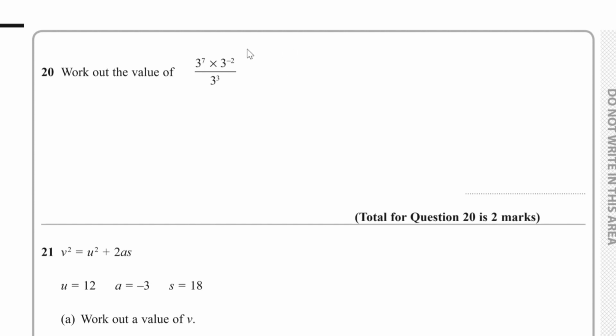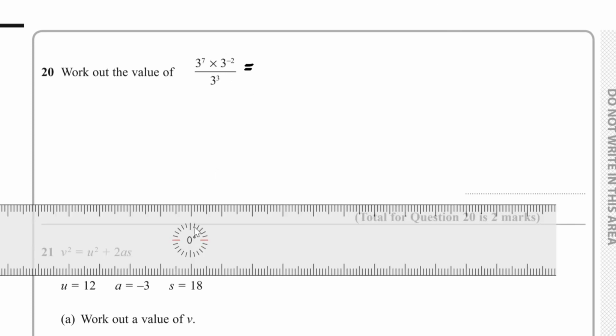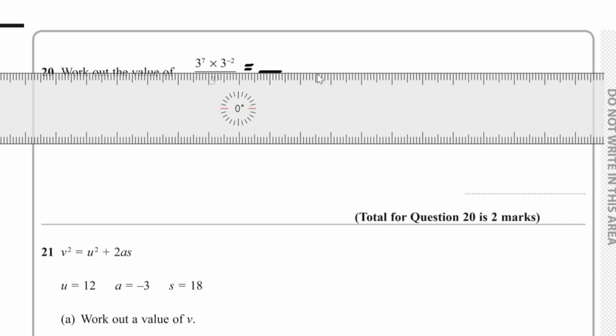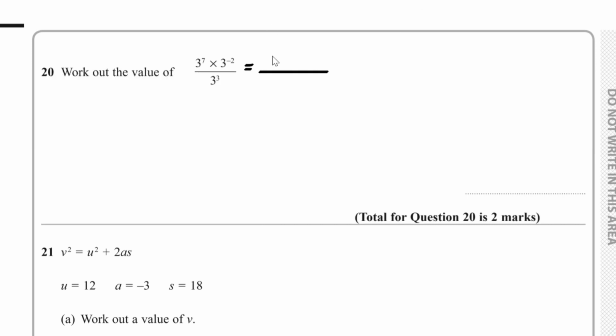Question number 20. We have to work out the value of 3 to the 7 times 3 to the negative 2 over 3 cubed. Well, on the top, because we have the same base and we are multiplying, we would have to add the powers. That leaves us with 3 to the 7 plus negative 2. And on the bottom, we've got 3 cubed.